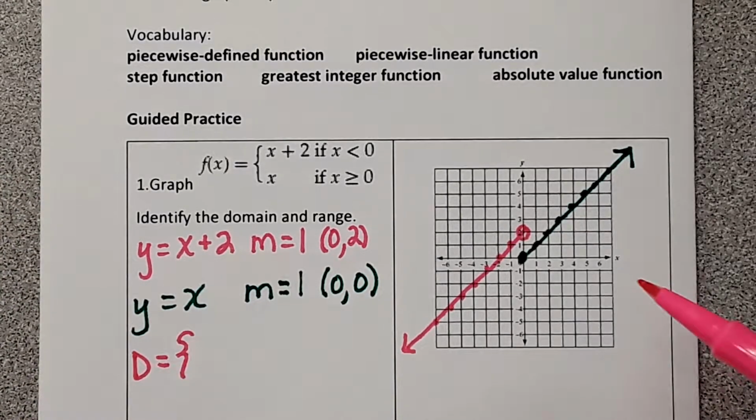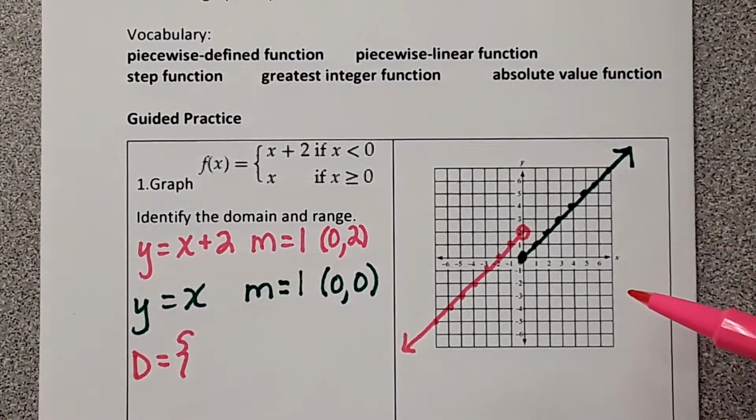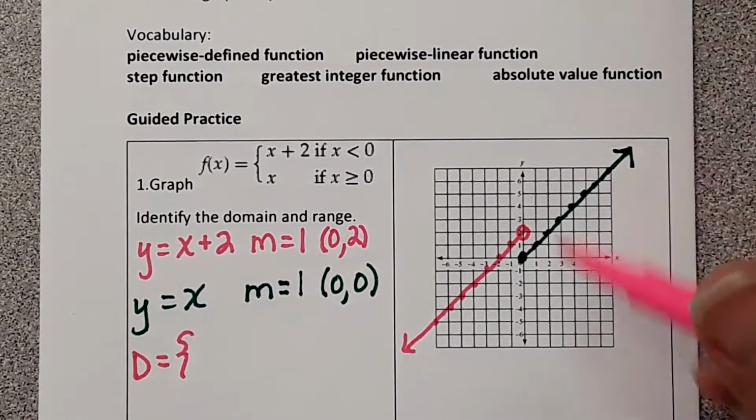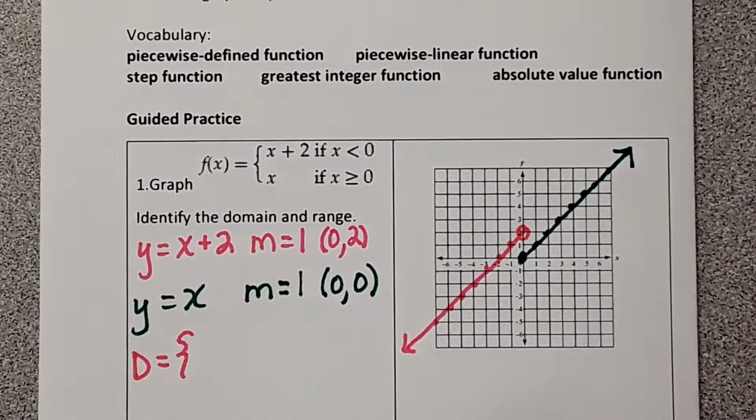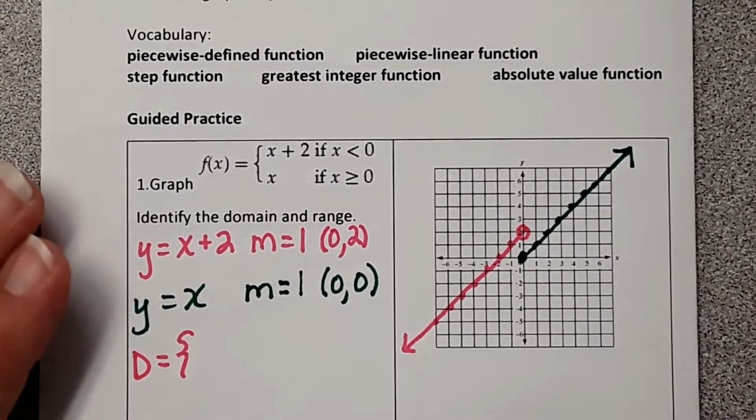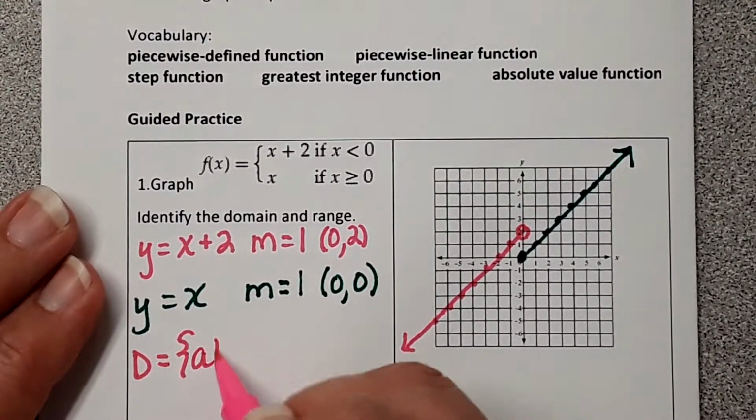So basically, our domain can be what? Its domain would be your x's. To satisfy both of these, what would it be? Our domain could be what? All. Yep, all real numbers.